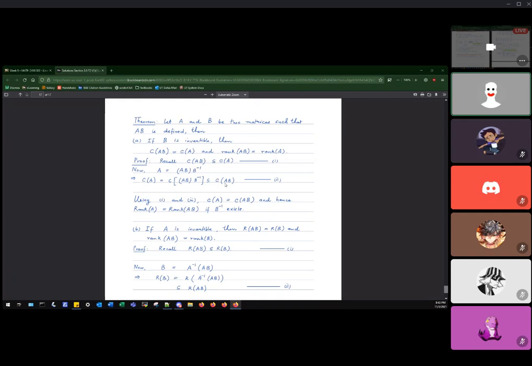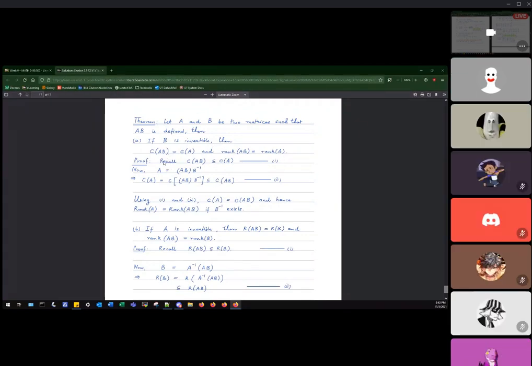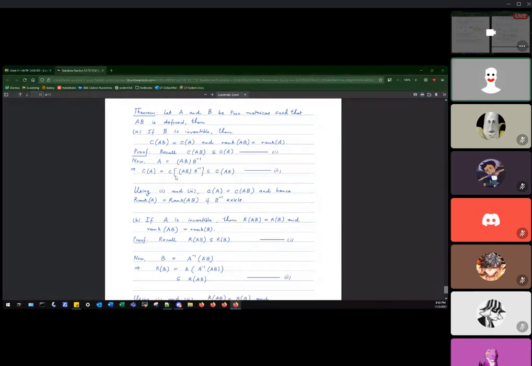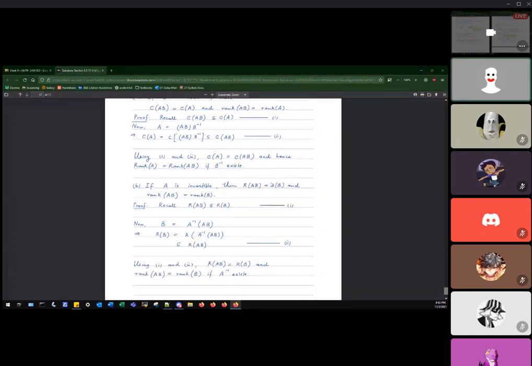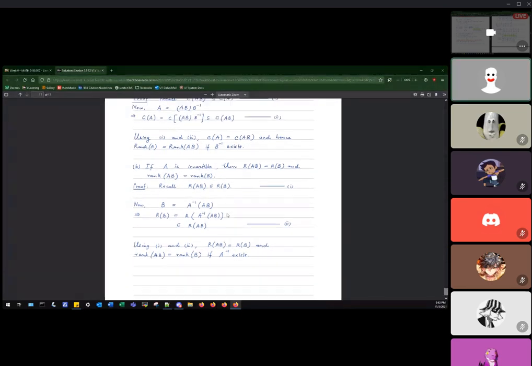If you have two matrices such that A times B is defined, then if B is invertible, the column space of AB is the column space of A, and the rank of AB is the rank of A. Proof is left as an exercise to the reader. If A is invertible, then the row space of AB equals the row space of B, and the rank of AB is the rank of B. That comes from the definition of transposes, I'm guessing. That's basically it.